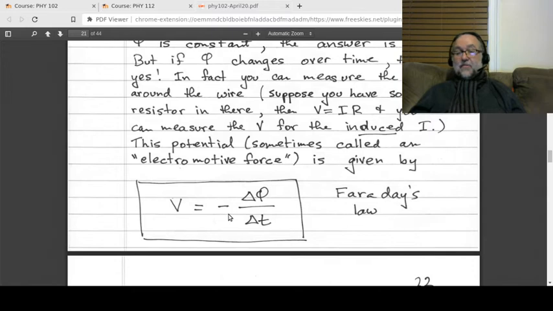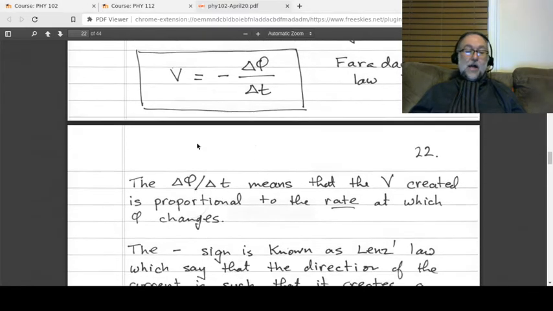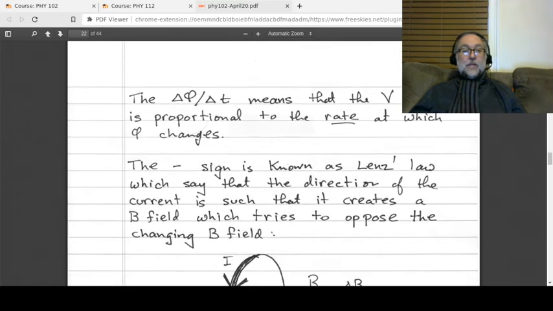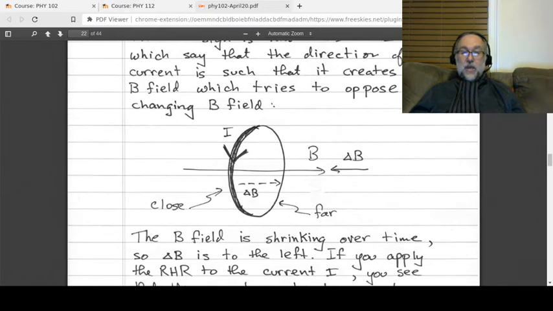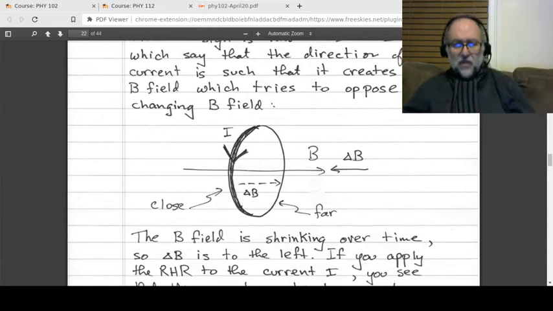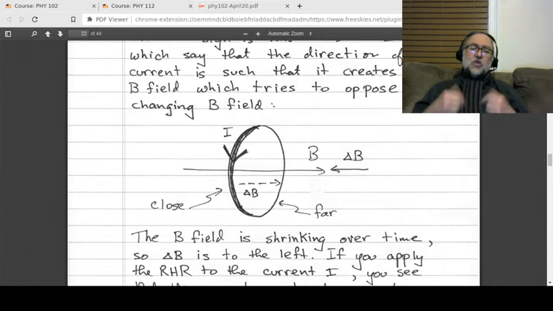You'll notice that there's a negative there, and that negative has to do with the direction, and it's known as Lenz's law. Lenz's law says that the direction in which the current is created in the loop, because there's going to be a change in flux, maybe because the magnetic field is changing. I'll show you different ways in which the flux can change in a second, but let's assume that the magnetic field is changing. The induced current in the wire is going to try to oppose the change in the magnetic field. This is what I'm trying to show here with Lenz's law.